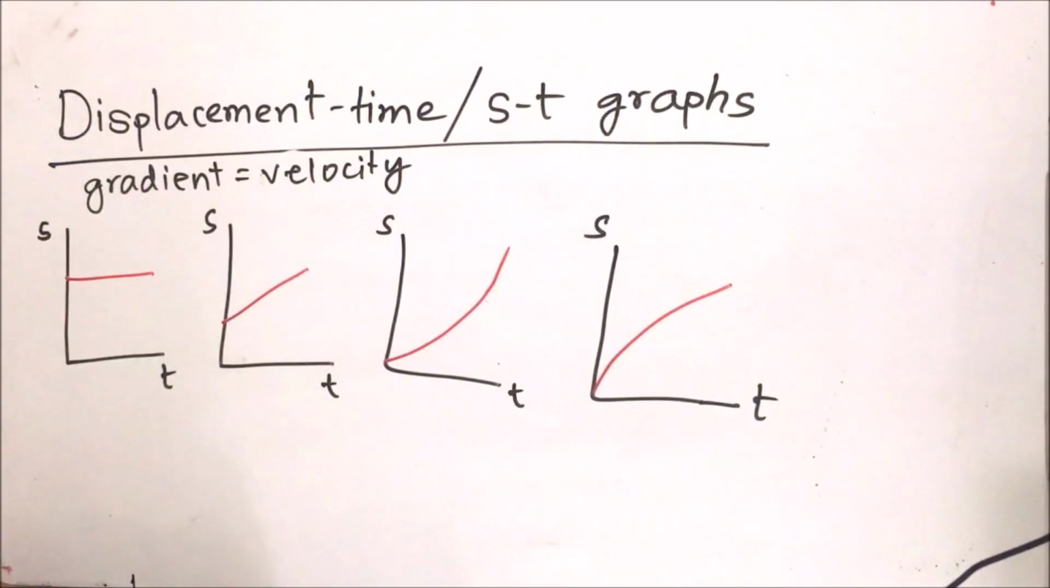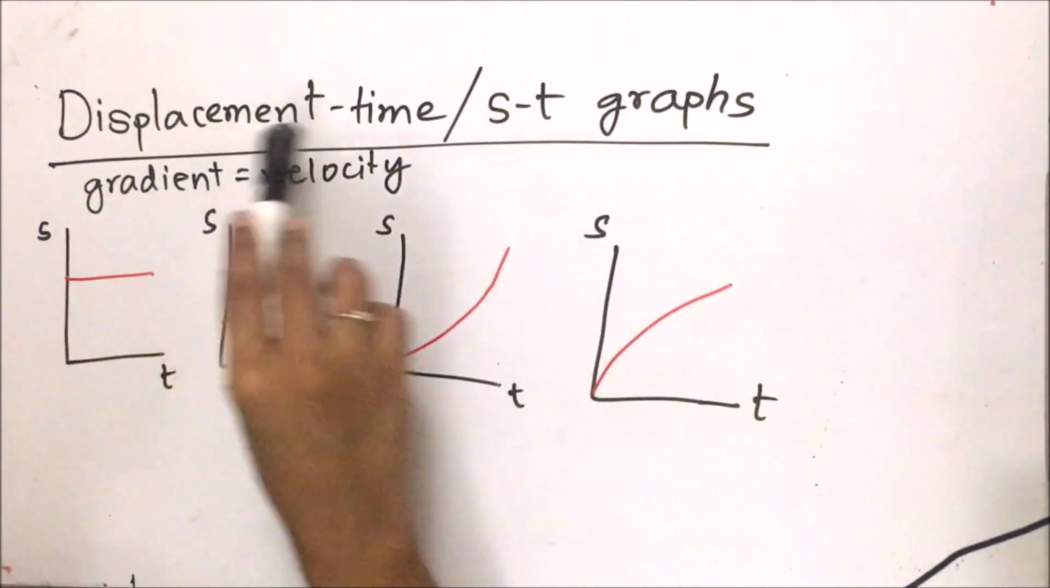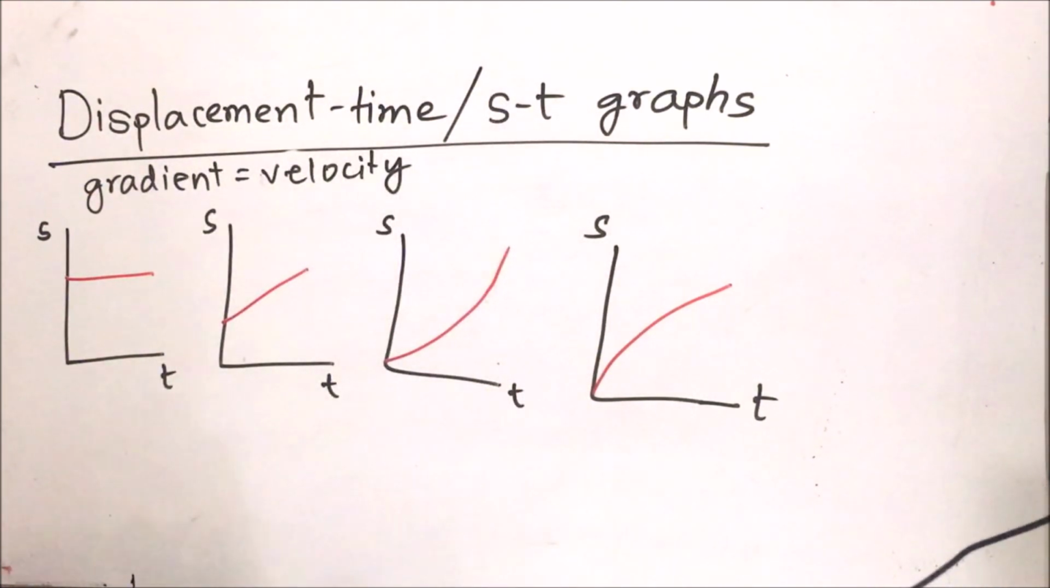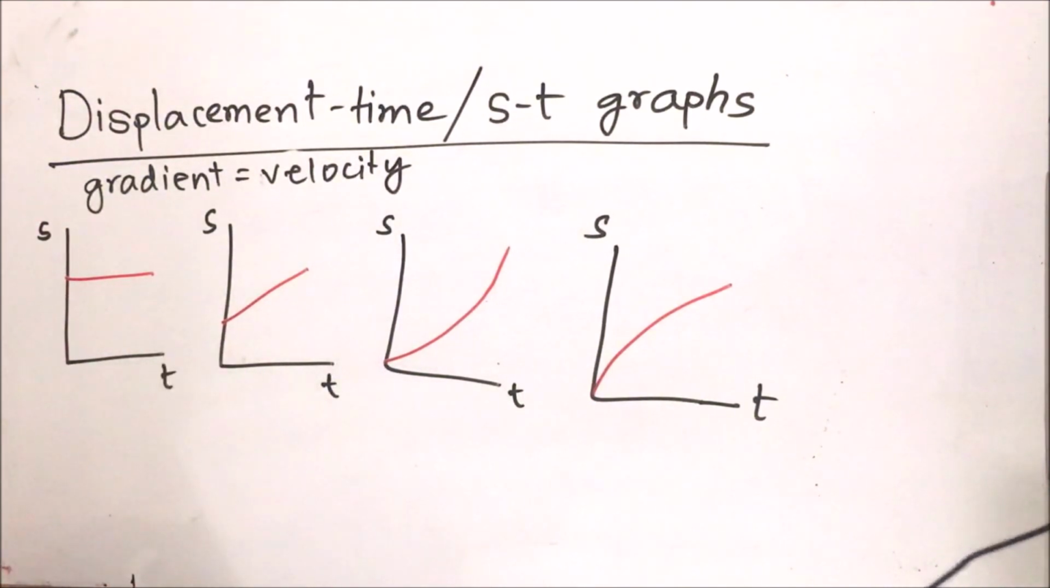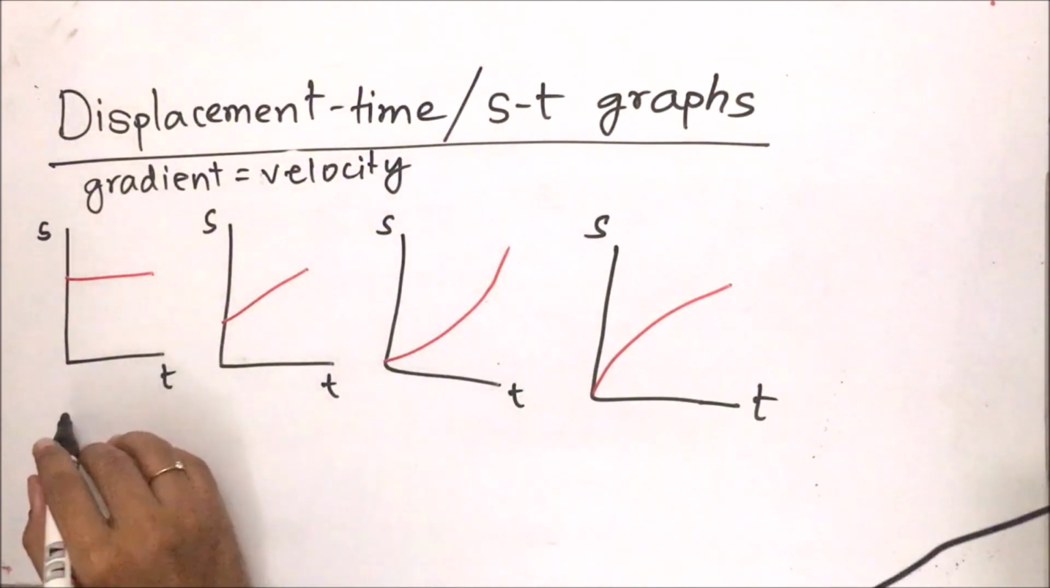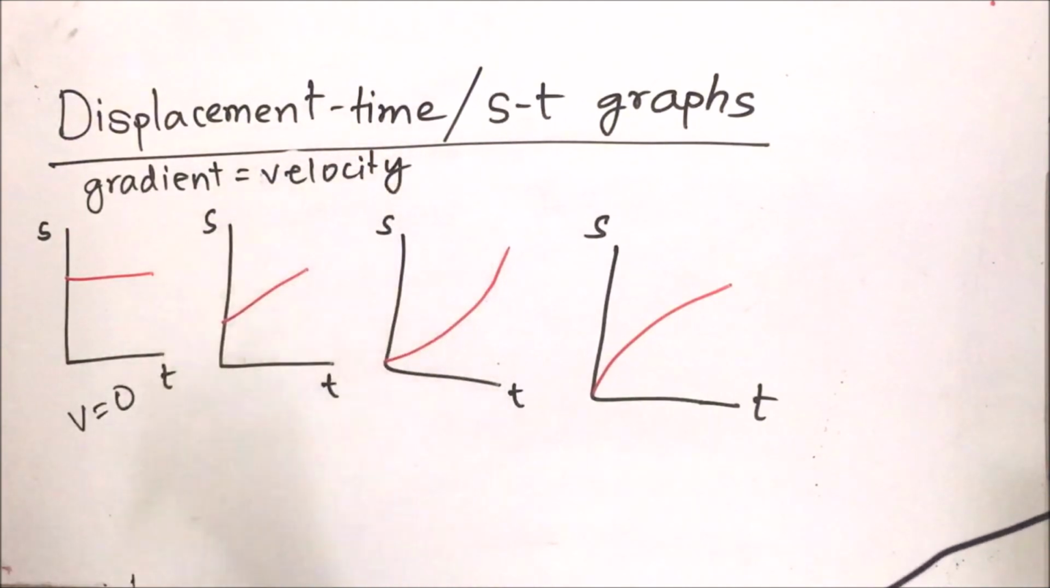Now we will see displacement time graphs or ST graphs. S for displacement, T for time. The gradient of a displacement time graph gives us velocity. Gradient means steepness. In this graph, the steepness or the gradient is 0. It is a horizontal straight line, so it doesn't have a steepness, 0. So since the gradient is 0, the velocity also is 0.